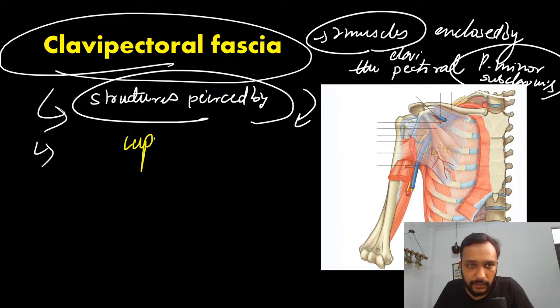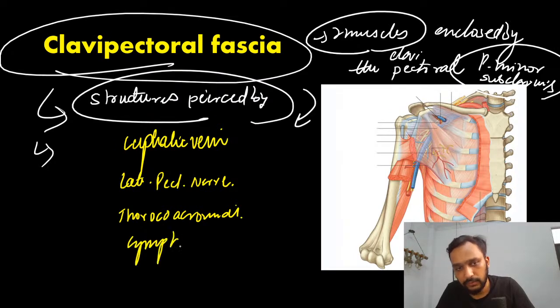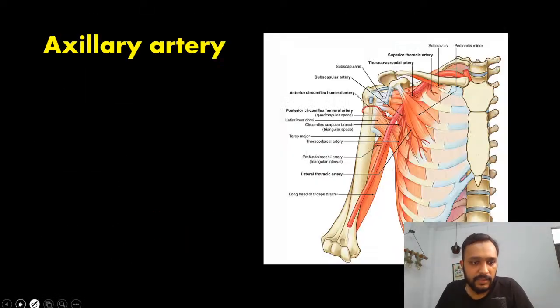These include your cephalic vein, lateral pectoral nerve, then you have your thoracoacromial artery, and you have lymph nodes. So these are the structures which are going to be pierced by this clavipectoral fascia.